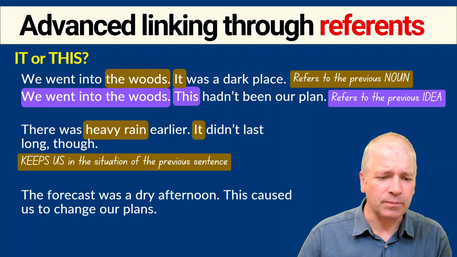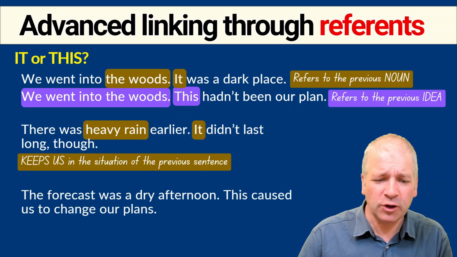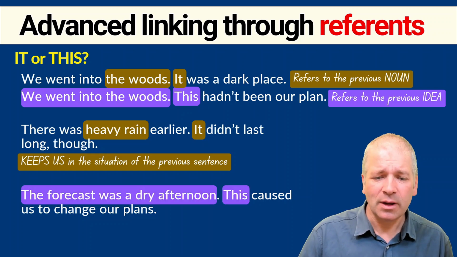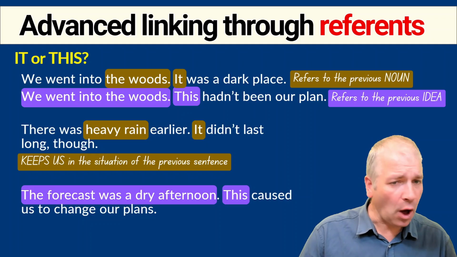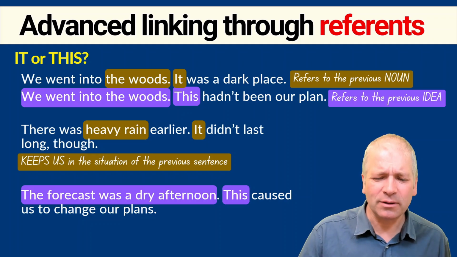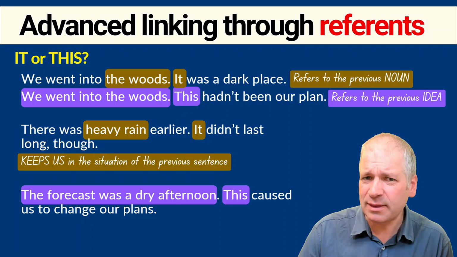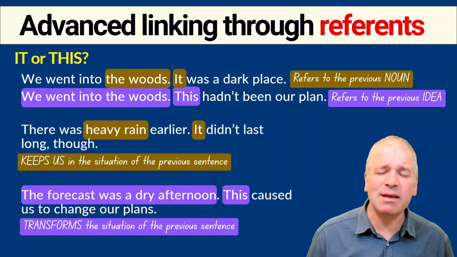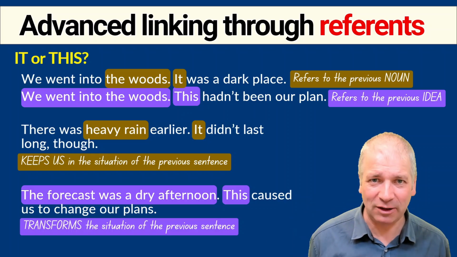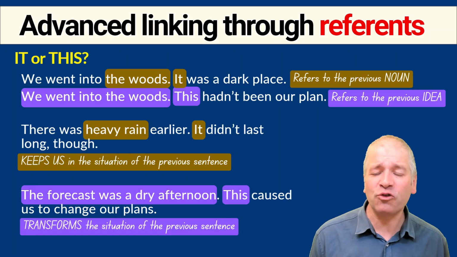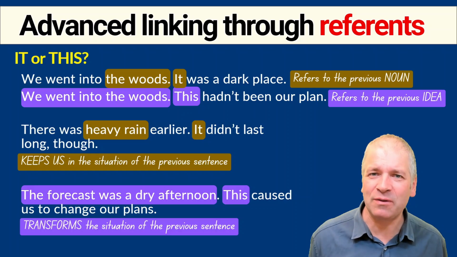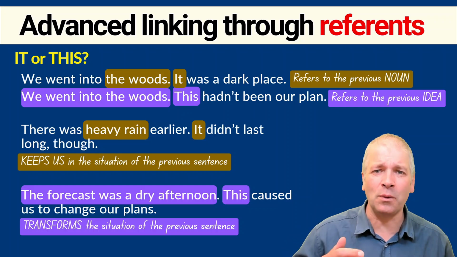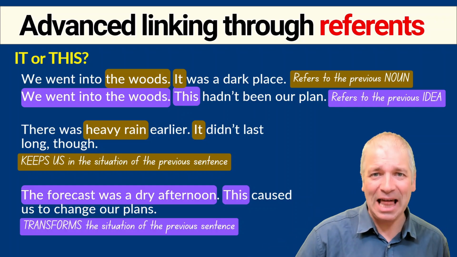Compare with this though. The forecast was a dry afternoon. This caused us to change our plans. Now this refers to the whole of the previous sentence, but notice a difference in tone in the second sentence. This caused us to change our plans because this has a transformative aspect to it. Here, this transforms the situation of the previous sentence. It introduces something that takes that situation forward. It leads to something else.